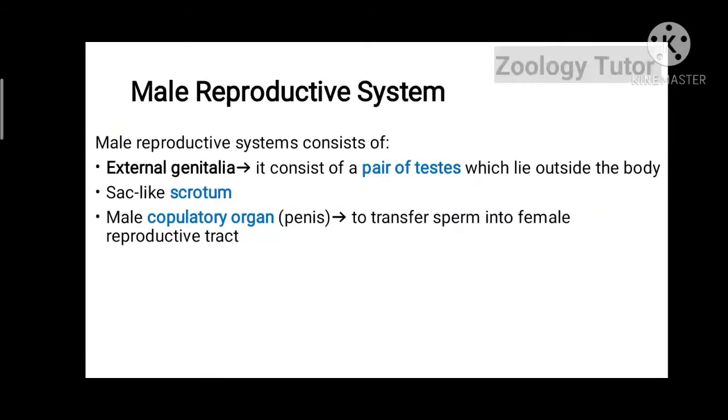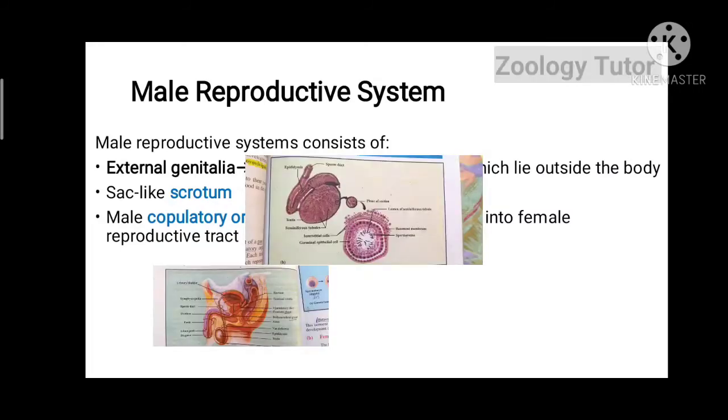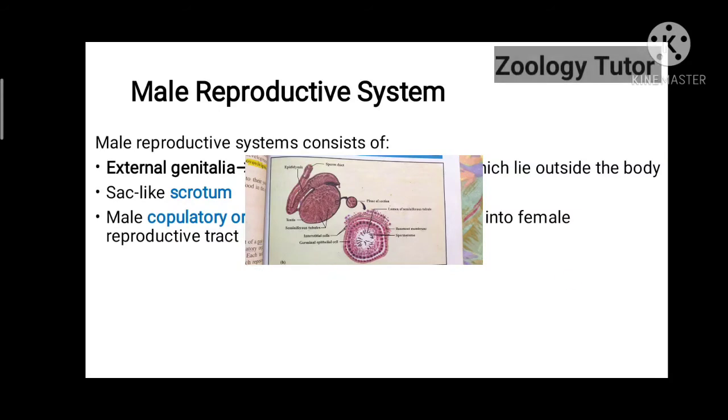Now, it has three main parts. Number one is that external genitalia. It consists of a pair of testes which will lie outside the body, and they lie in a sac-like structure that is known as scrotum. And third thing is the male copulatory organ, penis, to transfer sperm into female reproductive tract. So here there are three main things: a pair of testes, scrotum, and copulatory organ.